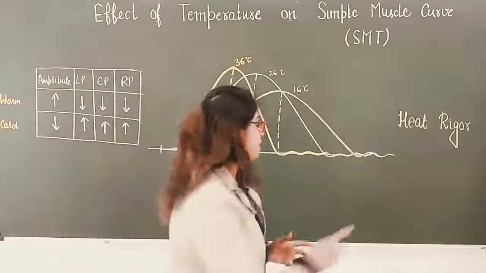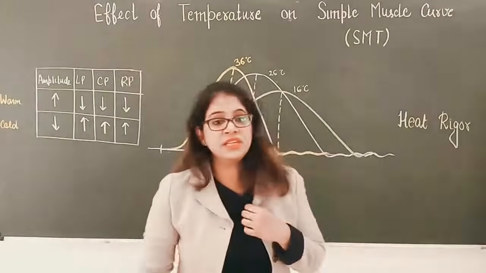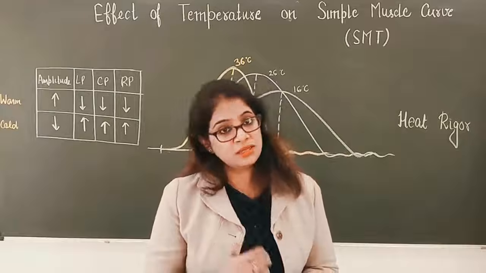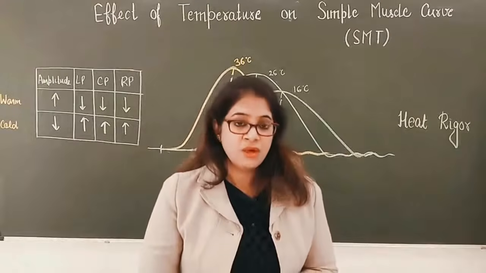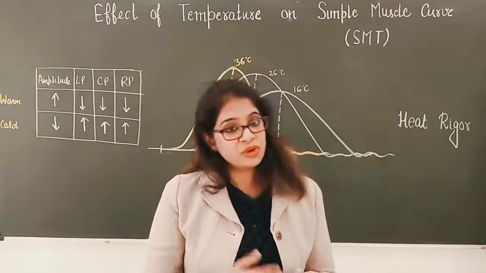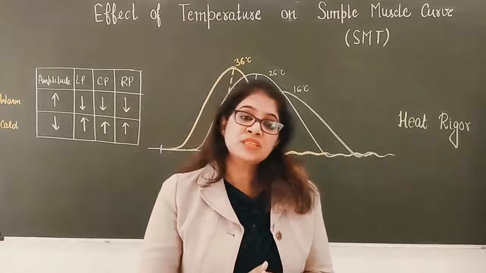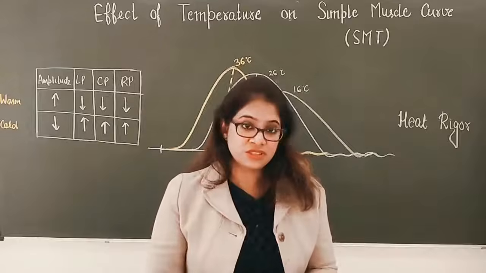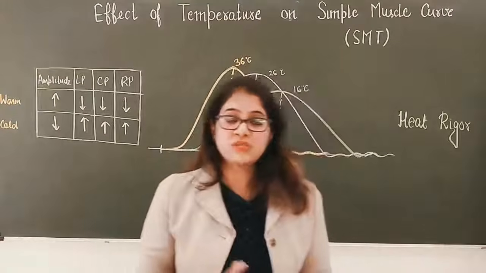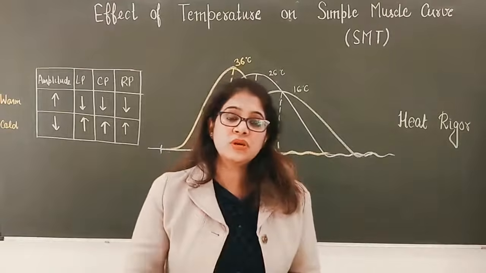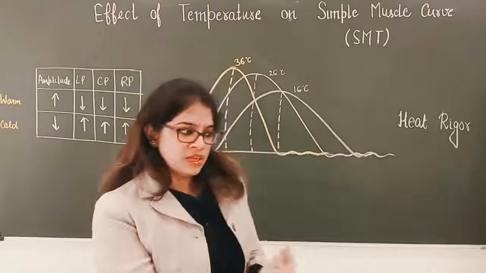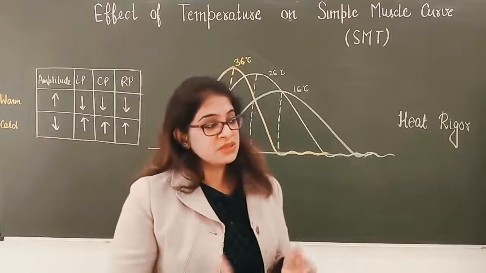There is one more term, heat rigor. So what happens in heat rigor? In heat rigor, in place of pouring warm saline, in case we are pouring hot saline, what happens? The muscle protein will get denatured, muscle protein will get destroyed, so the muscle will lose its property of contraction. So we will not be able to study the properties of muscles because we have already poured the hot saline. So this condition is called heat rigor.